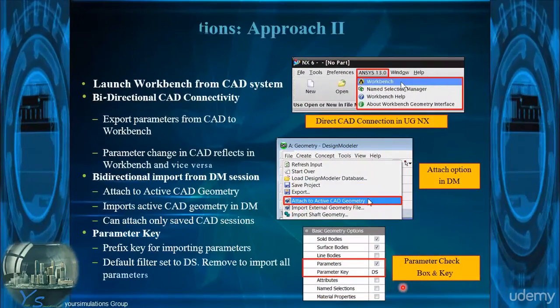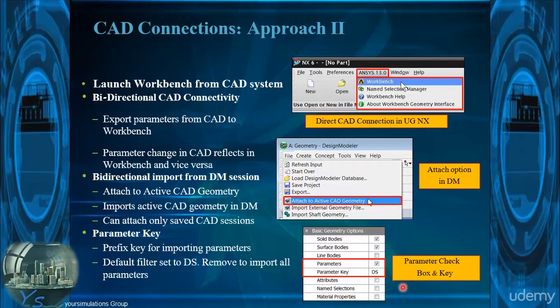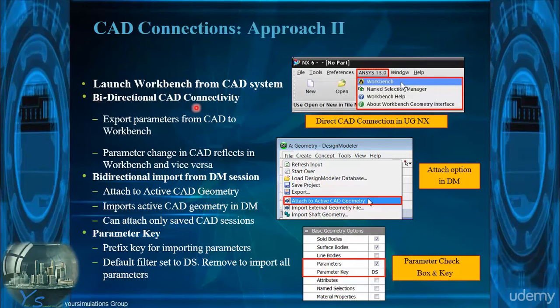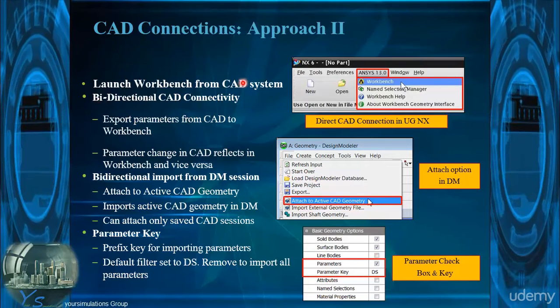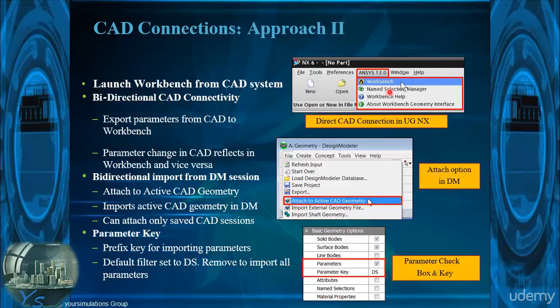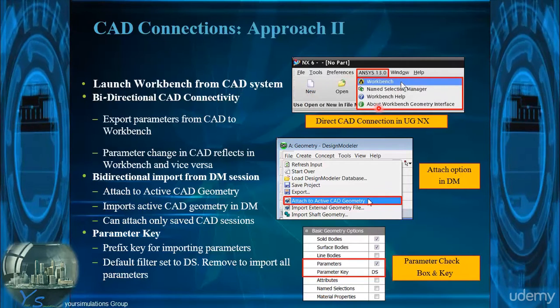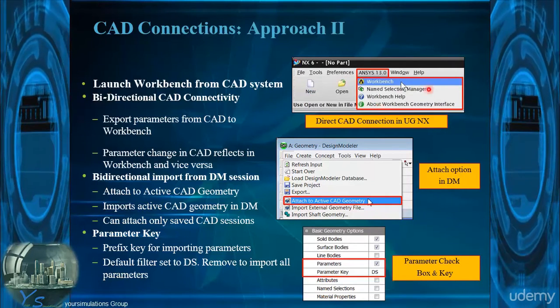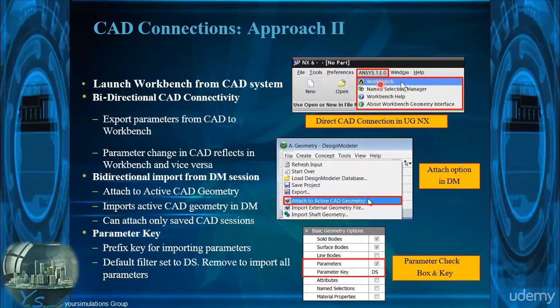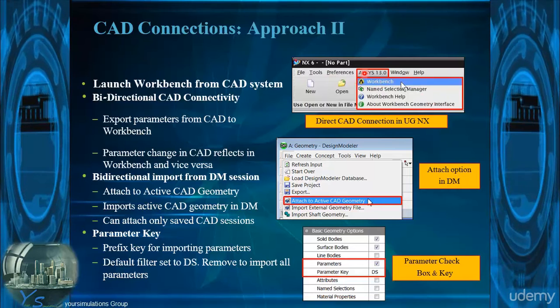As far as the second approach, which is the associative interface or the bidirectional CAD connectivity, we can launch Workbench in many cases directly from the CAD system. So here we have some drop-down menus that then appear after successful installation and configuration. We can see these ANSYS 14.5 and 14.0 drop-down options.